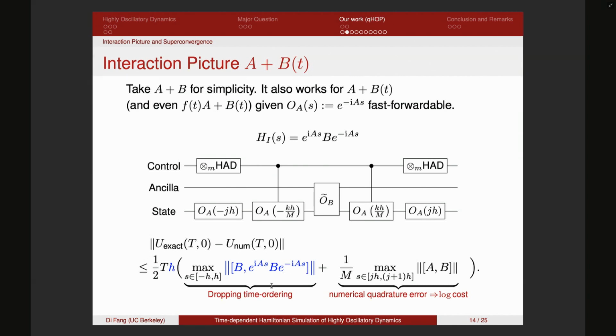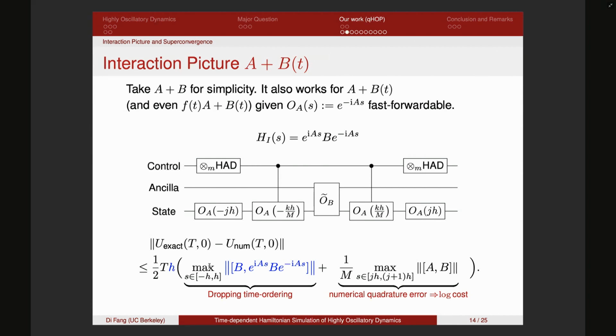We have similar types of approximation error as before, dropping the time ordering and the numerical quadrature. As you can see in the numerical quadrature, indeed, you still have some A appearing here, but don't worry, as we said, we have LCU. This whole part will essentially go inside of the logarithmic cost. There's another point I want to draw attention to, this commutator scaling. As you can see, this commutator essentially becomes a local commutator, where this S is just from the interval from negative H to H.